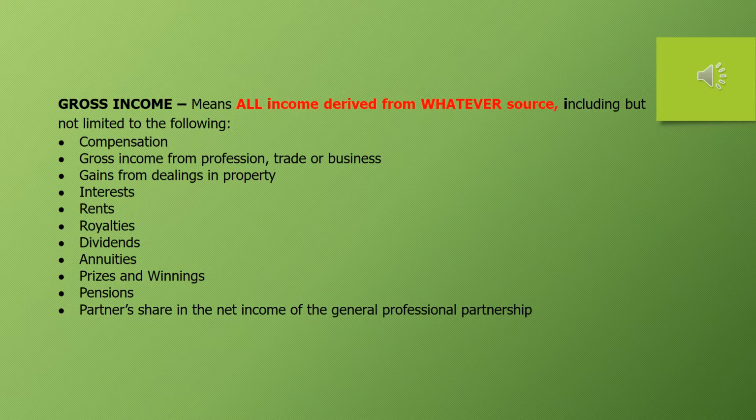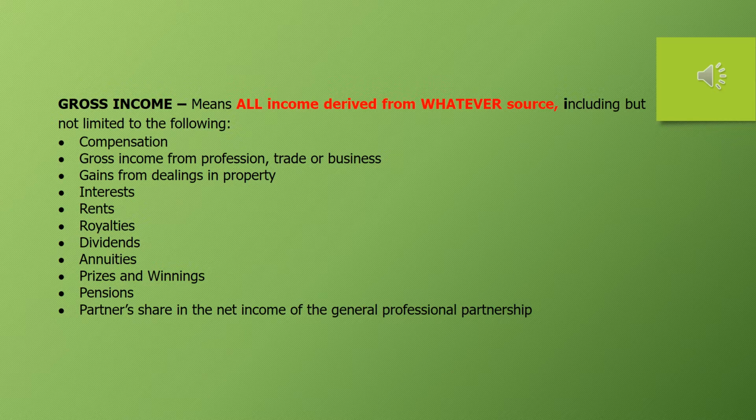We have compensation. So compensation talks more on the services in whatever form paid, including fees, salaries and wages, commissions, and similar items. We have also gross income derived from the conduct of trade or business or for the exercise of profession. We have also gains from dealings and properties, and we have also interest, rents, royalties, dividends, annuities, prizes and winnings, pensions, and partners' distributive share from the net income of general professional partnership.